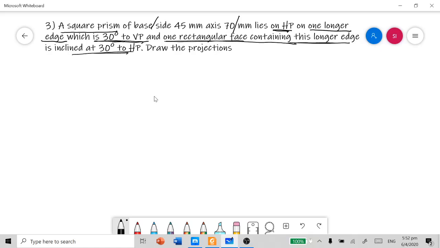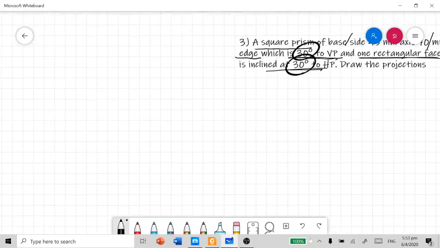So in general, in these kinds of problems we are provided with only one angle, which is the angle of inclination of the axis with any principal plane, maybe with HP or with VP. But in this problem, two angle values are given. You can see one thing.